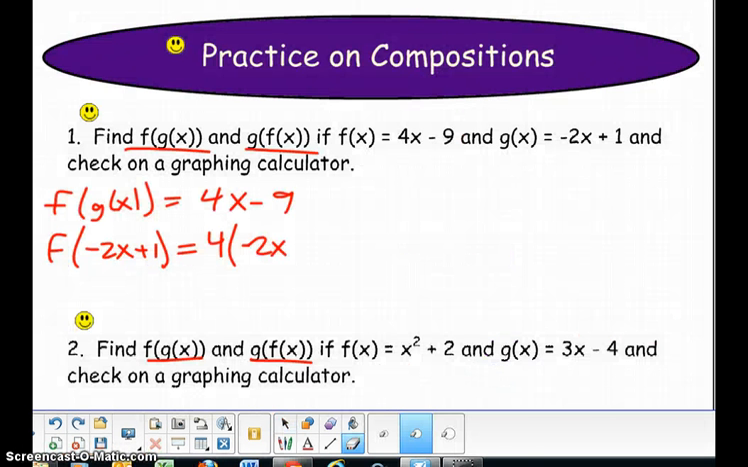Finally, I would like you to practice compositions. There are 2 examples. One I've already started for you, and the next one you're on your own. Tomorrow when we talk about this in class, we will be checking on the graphing calculator, and I'm going to show you that as well. So make sure you're bringing your graphing calculator.